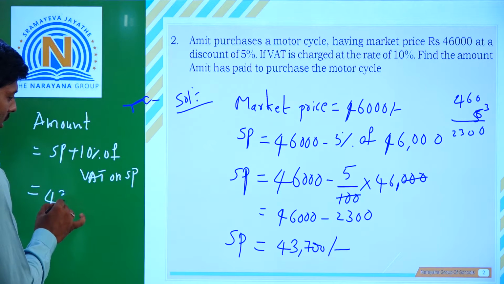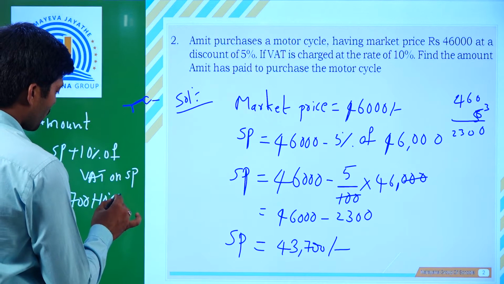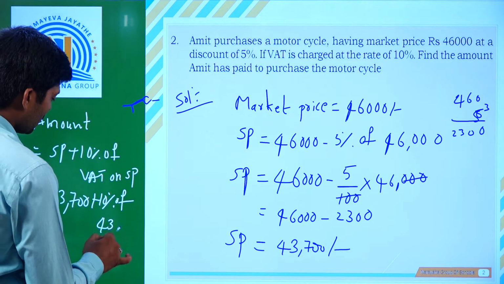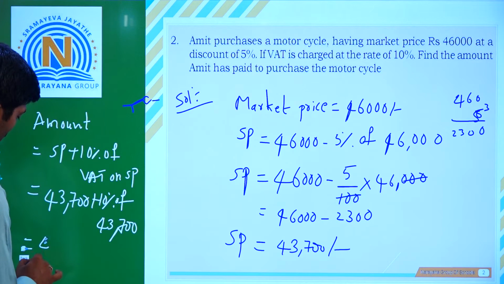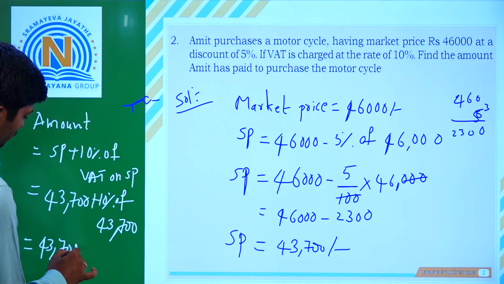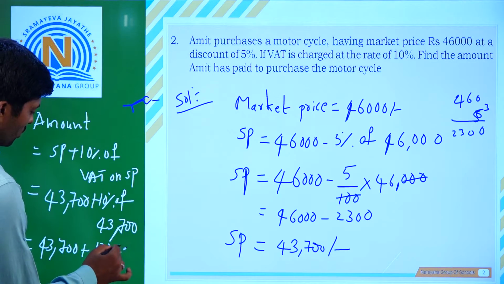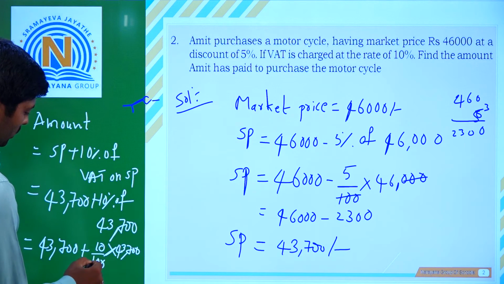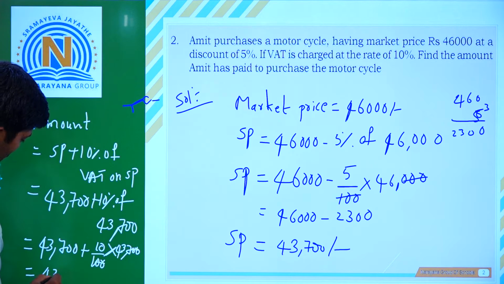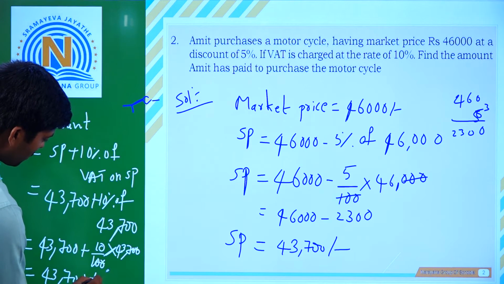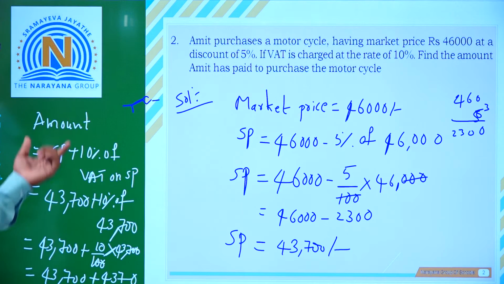That is 43,700 plus 10 percentage of 43,700. Just simplify this. Here it is 43,700 plus 10 by 100 into 43,700. Here 2 zeros will get cancelled. So, 43,700 plus 4,370. Now, you have to add these two to find the total amount.